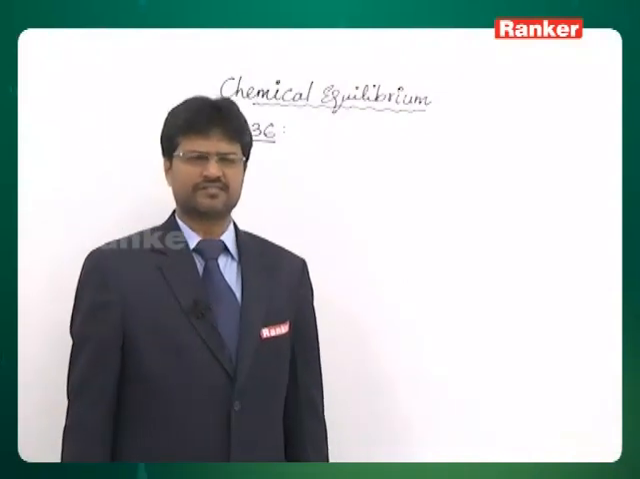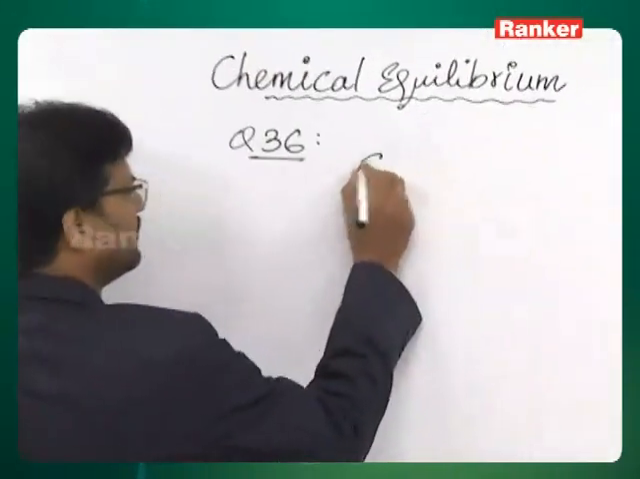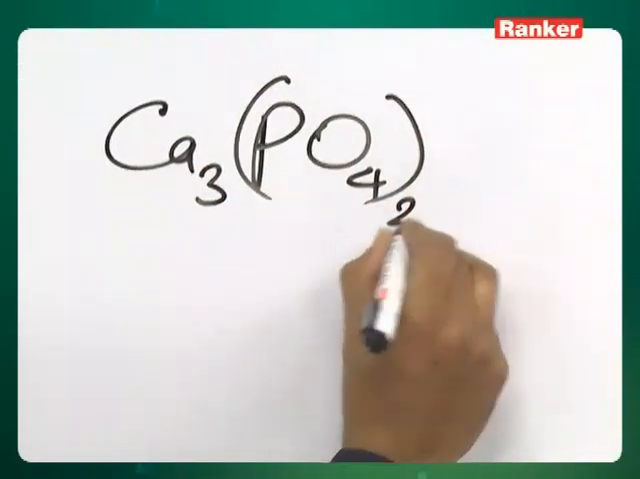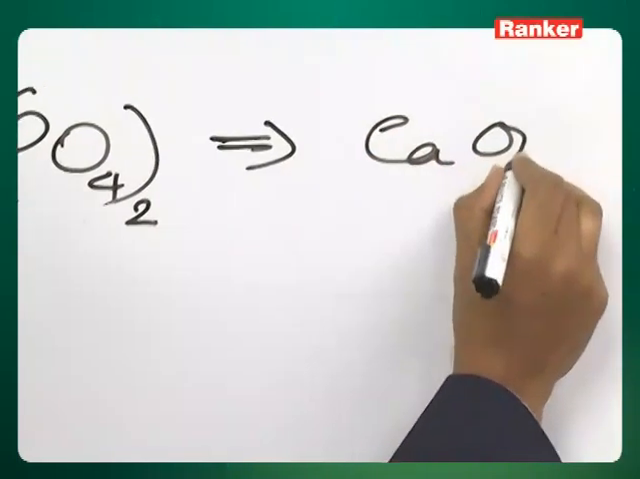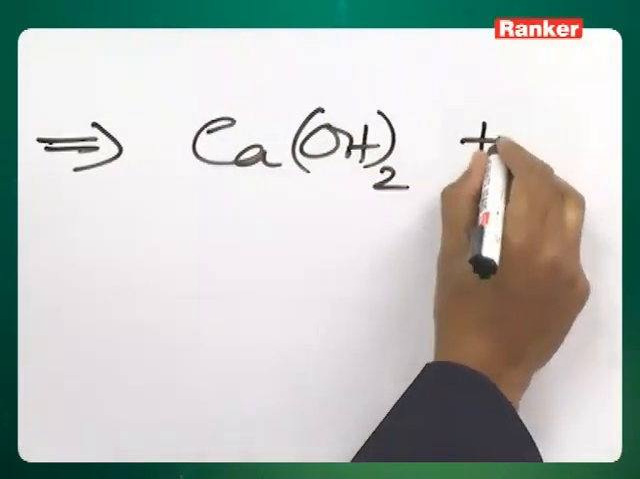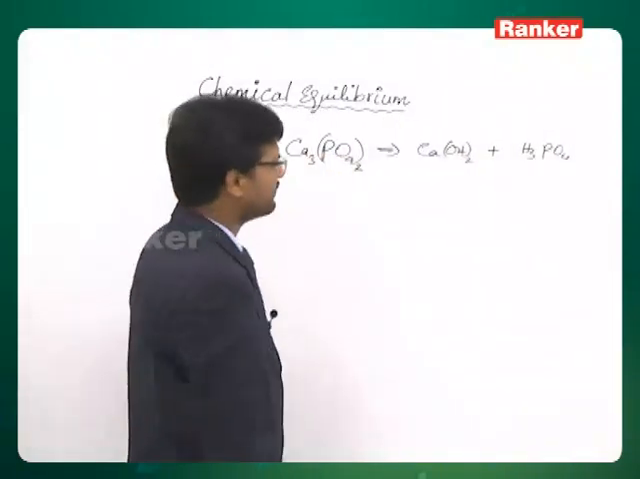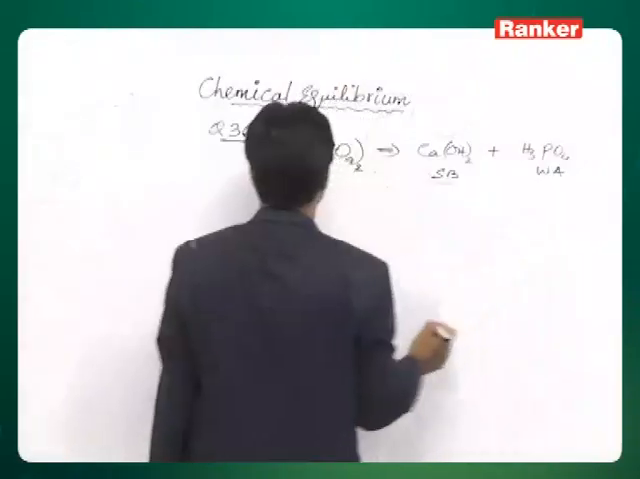Question number 36. In list 1 we have types of salt, and in list 2 we have examples. Let's try to match this. First of all, let me tell you about Ca3(PO4)2. This is a salt of calcium hydroxide and H3PO4. For your information, this is a strong base and this is a weak acid.